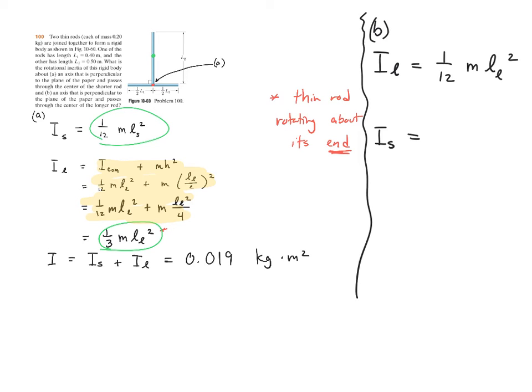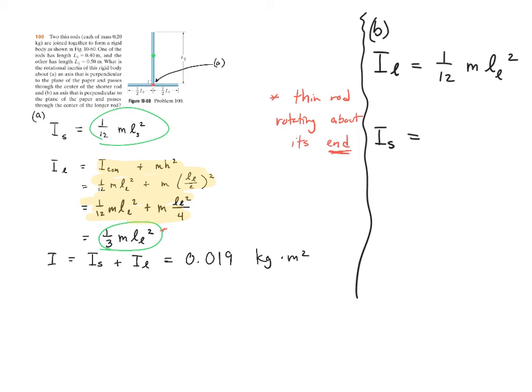But then what about the shorter rod? It's clearly not rotating about the end of the shorter rod, right? And it's also not rotating about the center of the shorter rod. So what approach are we going to take to find the I value for the shorter rod? If it were the end, we could jump right to 1/3 mL squared, but it's not rotating about its end. So we can't use a direct formula that we know.